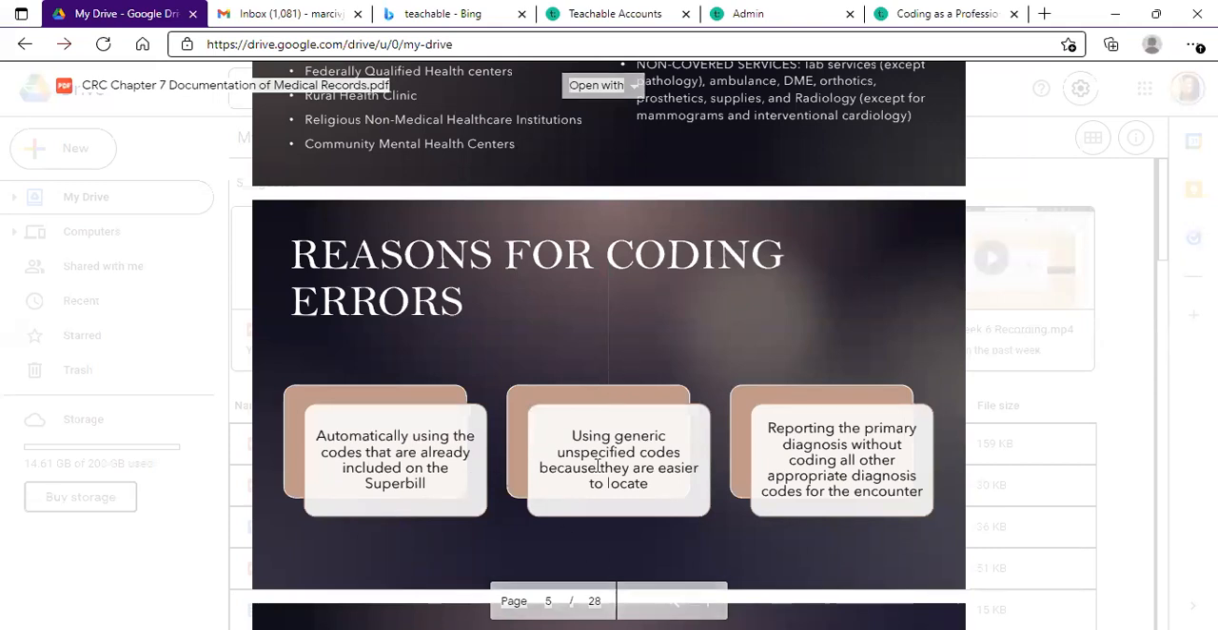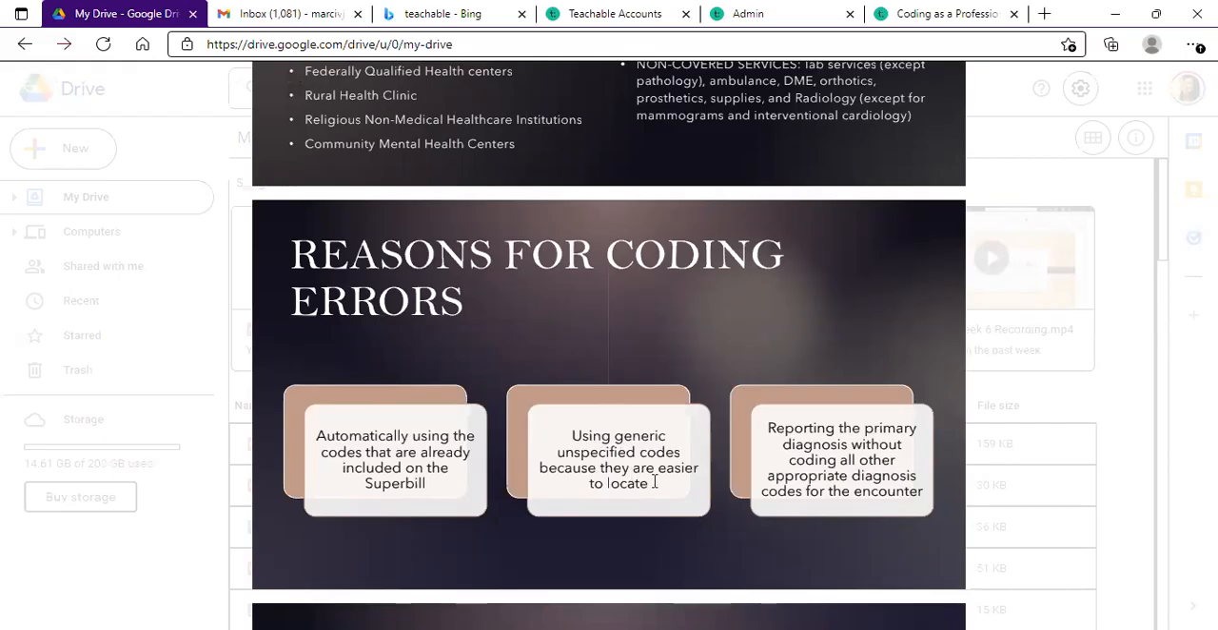So another reason for coding errors is just using generic unspecified codes because they're easier to locate. We're not going for easier to locate. We're going for accuracy, and we're going for selection of the correct codes using the documentation.